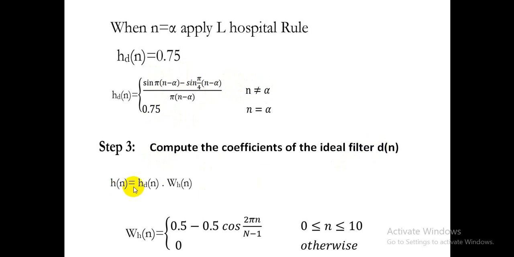So h(n) equal to hd(n) times wh(n), right? So wh(n), according to your Hanning window, is 0.5 minus 0.5 cos(2πn/(N-1)). We have seen in the previous video, it is half of 1 minus cos(2πn/(M-1)). M or N, that is only the length, it doesn't matter. So 0.5 minus 0.5 cos(2πn/(N-1)).